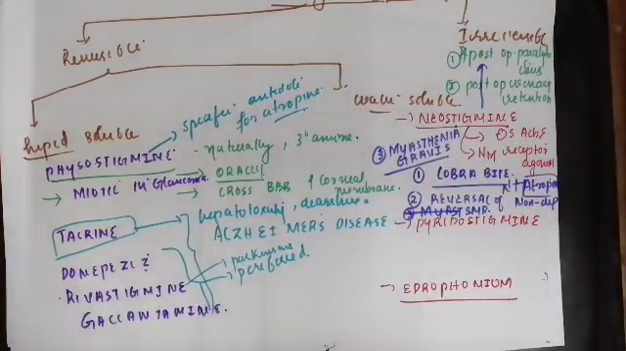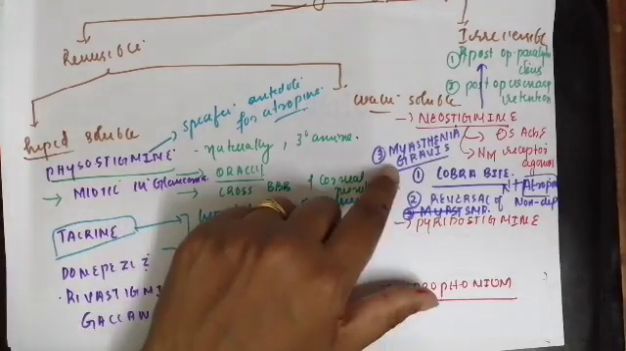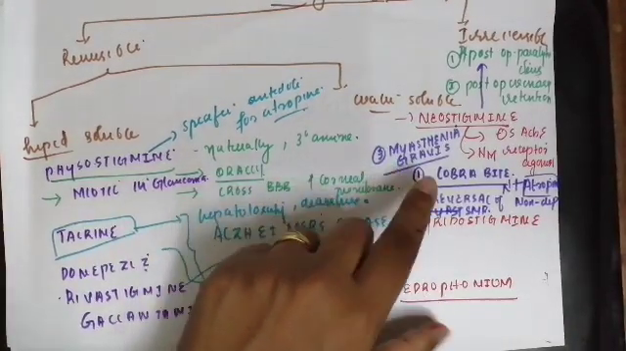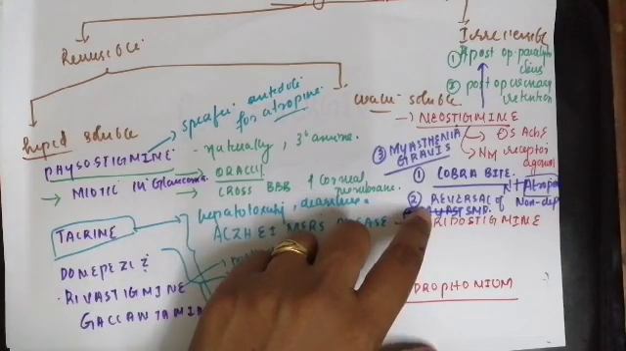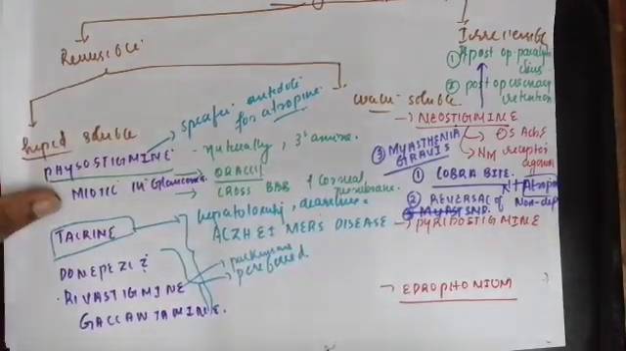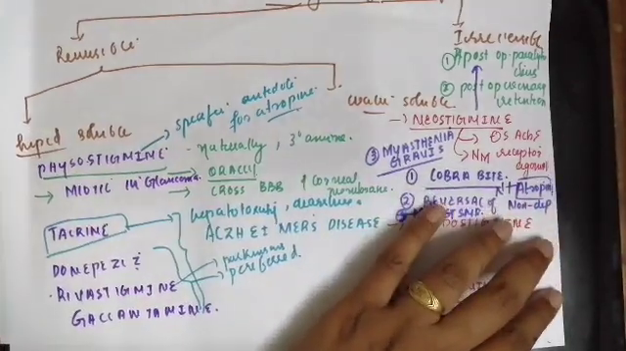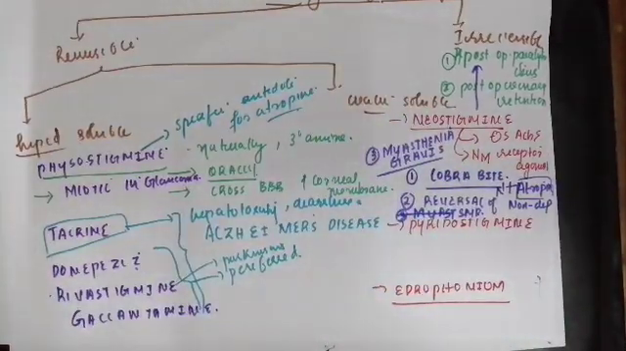So the uses of neostigmine are, because of its nicotinic effect, myasthenia gravis, treatment of cobra bite, and reversal of non-depolarizing skeletal muscle relaxation. And because of its muscarinic effect, it is used in postoperative paralytic ileus and postoperative urinary retention.